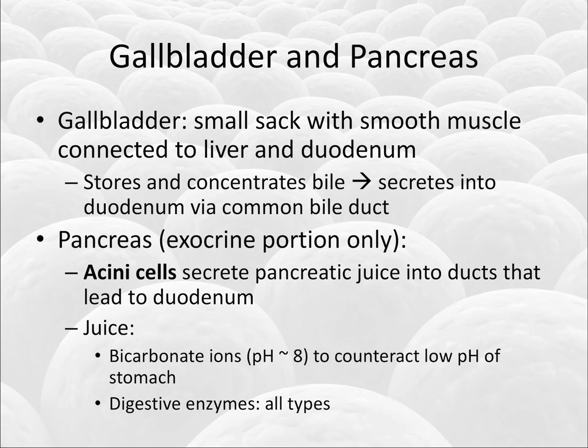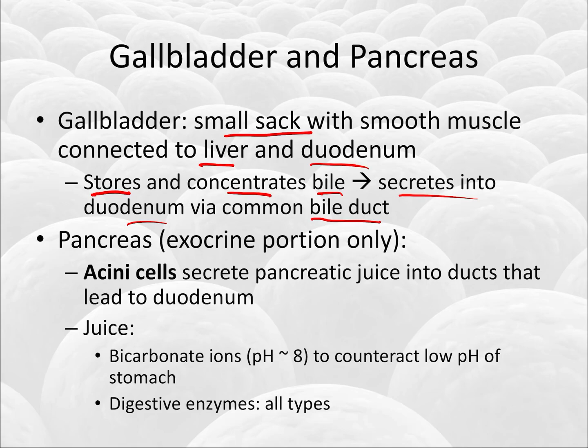So 2 other organs that are important for digestion are the gallbladder and the pancreas. Okay, so the gallbladder is a small sac. It's really just like a little bag with smooth muscle around it, and that's connected directly to the liver and the duodenum. So its job is mainly to store as well as to concentrate bile, and then when it's stimulated to do so, it secretes that bile into the duodenum via the bile duct.